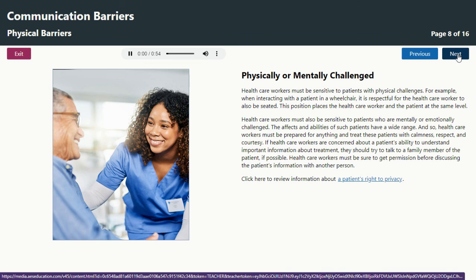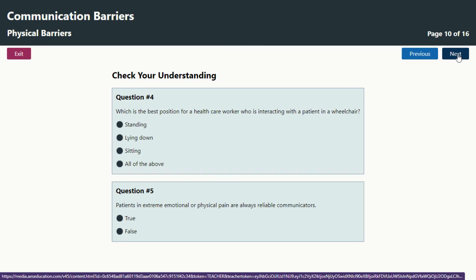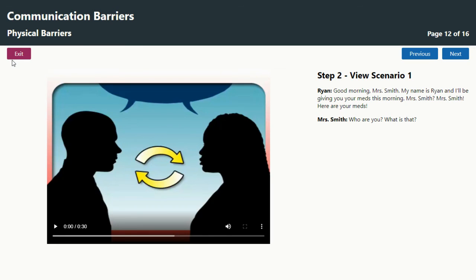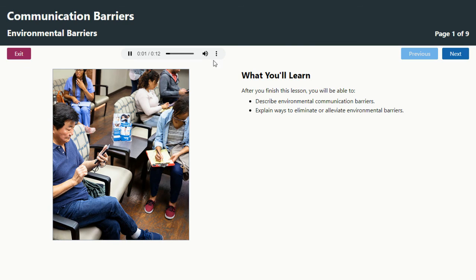I don't think any of this is going to be on your test, to be honest. Let's skip all that. I'm trying to think. Environmental. What you'll learn. I don't think any of those are going to be on there either.